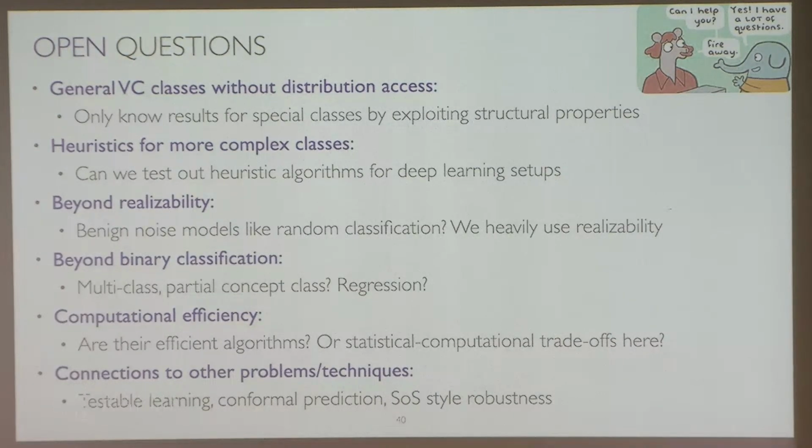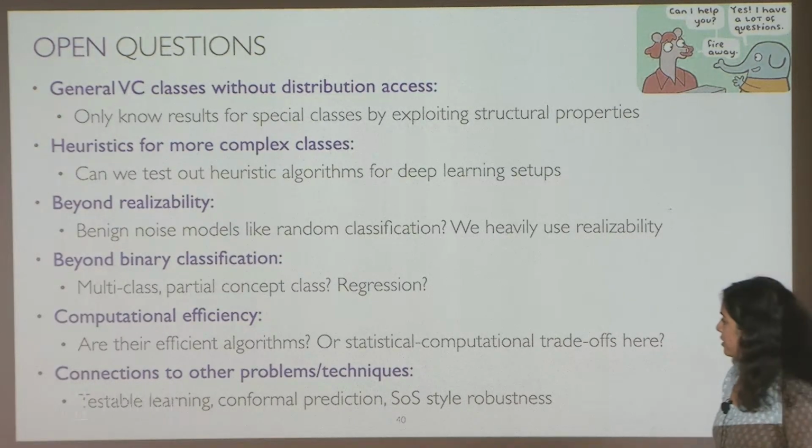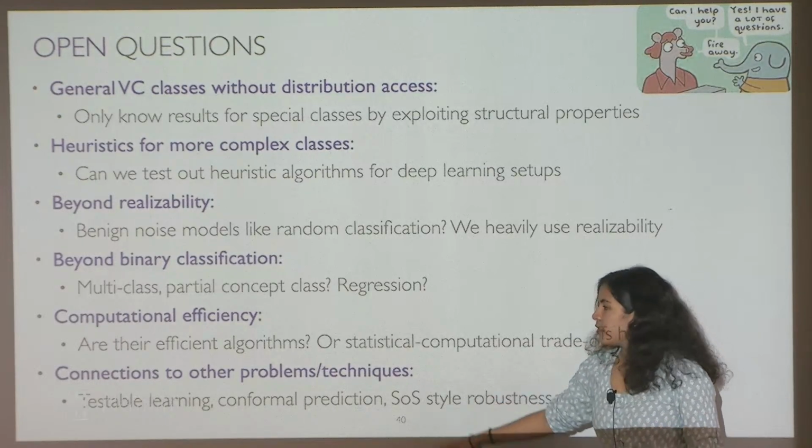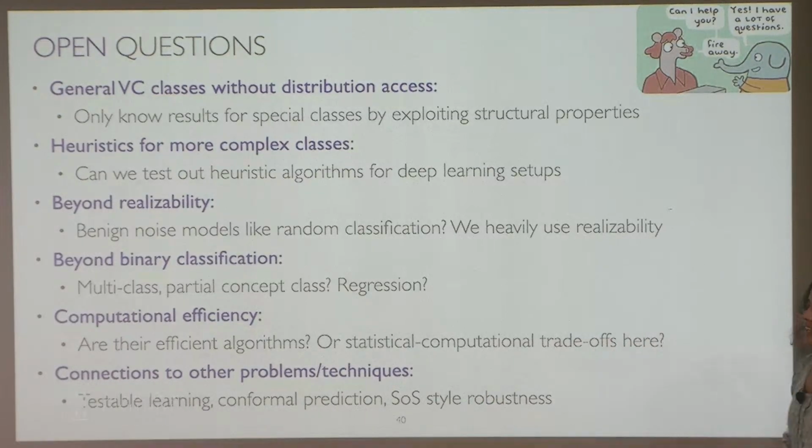So with Arsen and a couple of people from UT Austin, we tried to use some kind of SOS, it's not exactly SOS style, but some kind of outlier removal techniques to get better algorithms in the offline setting. But I don't know how these would ever extend to the online setting. So it'd be interesting to see if some techniques like that help.